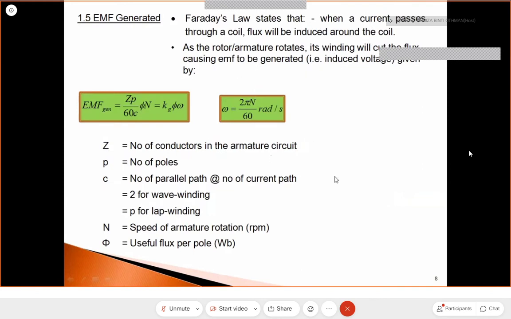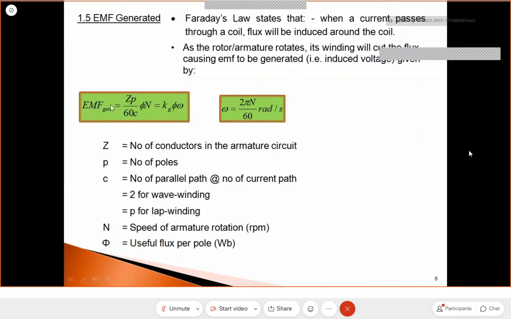Okay, and the EMF, ataupun electromotive force yang generated ataupun the induced voltage generated, comes from Faraday's law. When a current passes through a coil, flux will be induced around the coil. And as the rotor and armature rotate, its winding will cut the flux causing EMF. Okay, so ada EMF generated lah. And this is how we calculate the EMF generated.